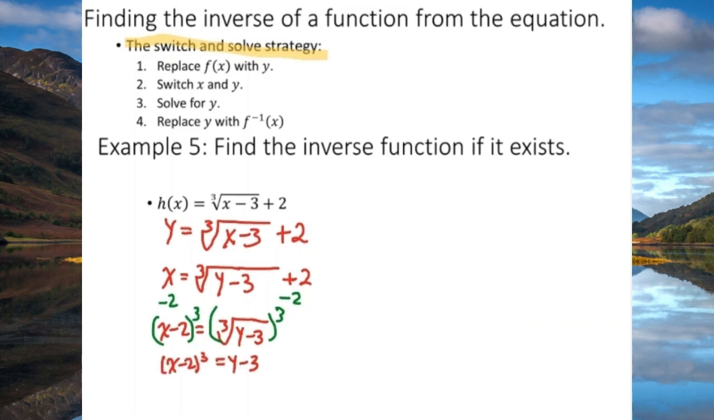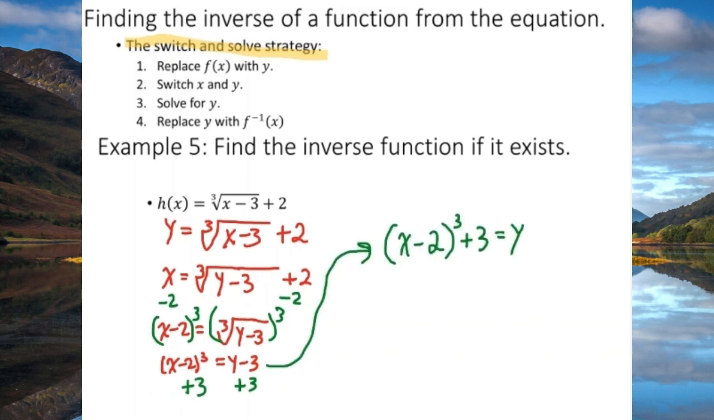And then to finish solving for y, we add 3 to both sides, and we get x minus 2 cubed plus 3 equals y. Then we replace the y with our function notation. Since our original function was h of x, then we found h inverse of x, and h inverse of x equals x minus 2 cubed plus 3.